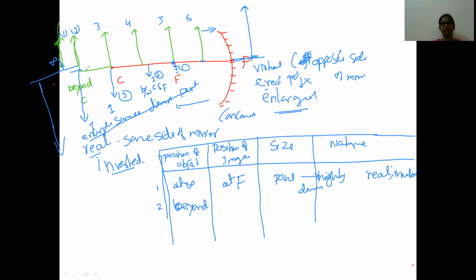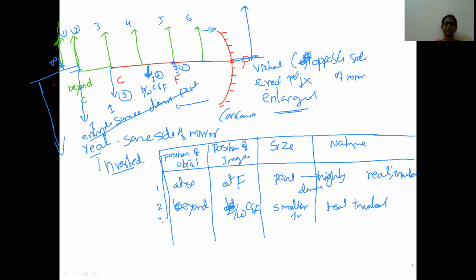when the object is behind C, somewhere here, the image will be formed between C and F. See the second condition, the image will form between C and F. Observe the size, it is also small compared to the object. It is smaller in size, and it is also real and inverted only.